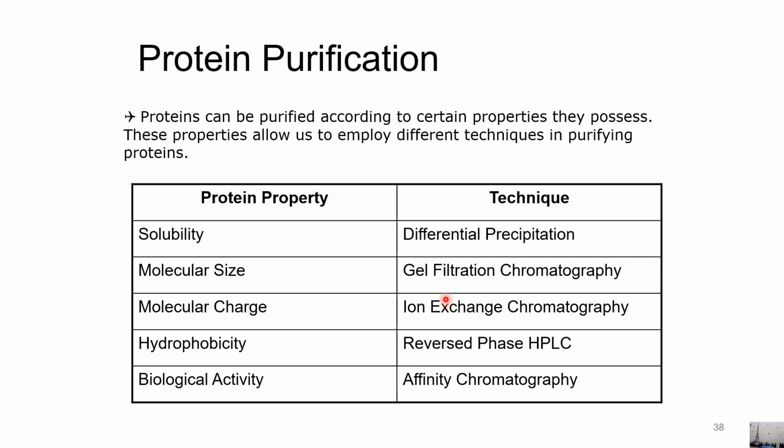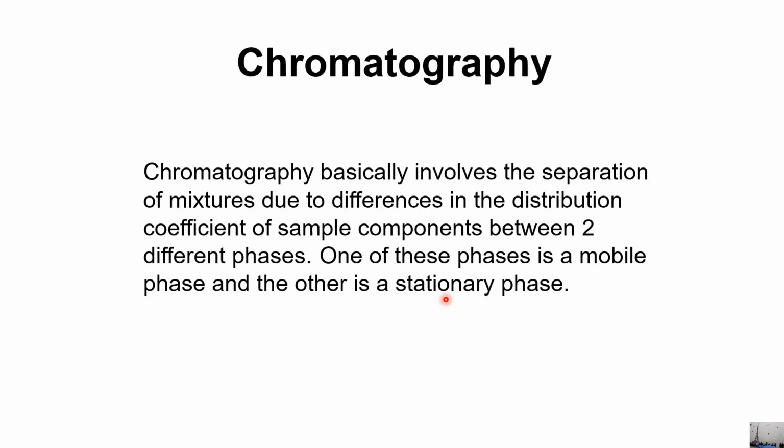Okay, so we are linking biological activity to affinity chromatography because in affinity chromatography we have a ligand which will bind, having an affinity towards the protein of interest, right? So that is a biological activity, having another component with a specific affinity towards our protein of interest. Now, chromatography, as we talked, basically involves the separation of mixtures due to differences in the distribution coefficient of sample components between different phases. One of these phases is called the mobile phase, and the other is called the stationary phase.